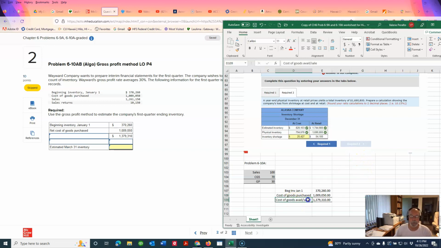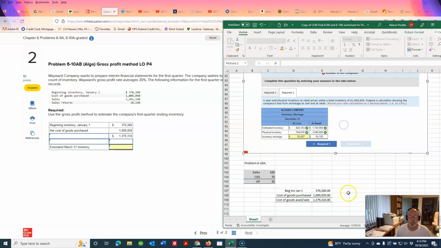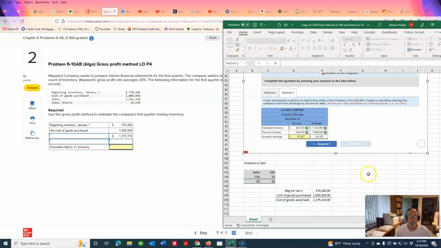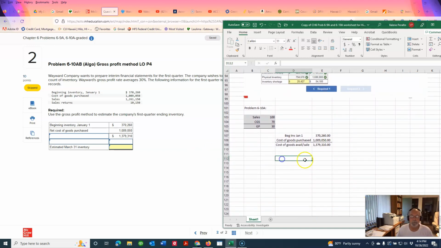And then I think we need to take the bottom line off there. There we go. Let's see, sales. Let's take sales down here.